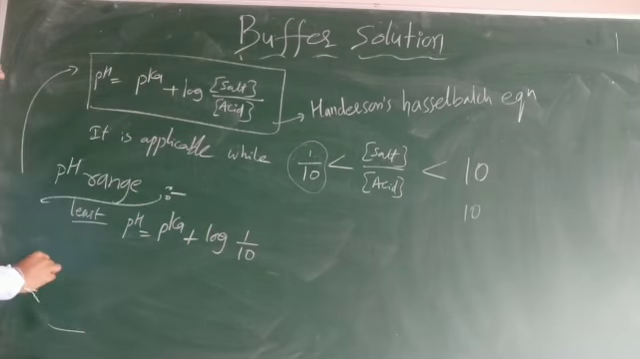Similarly, for basic buffers, pOH equals pKb plus log salt concentration upon base concentration. This is the basic buffer solution. Note this. So buffer range is pKa minus 1 to pKa plus 1. This is the total buffer range.